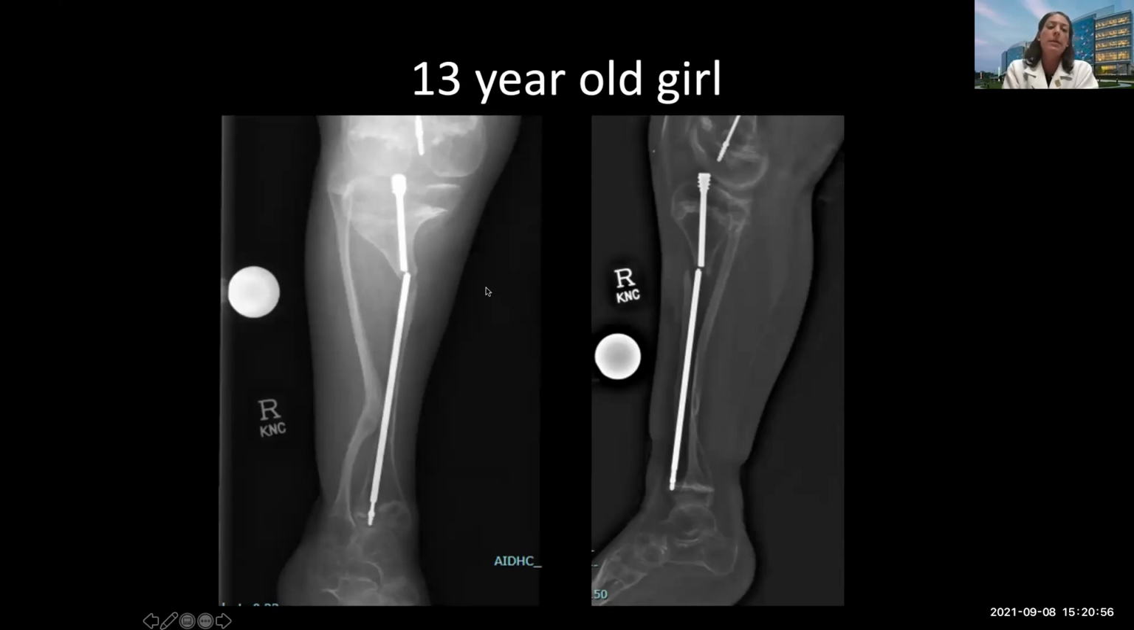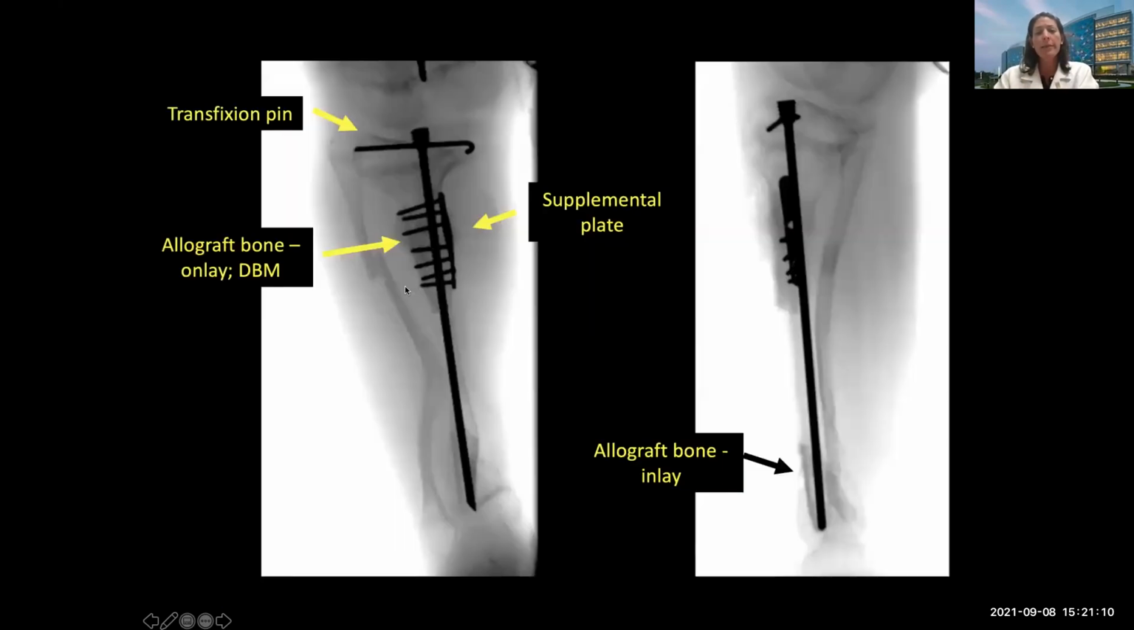This is a 13-year-old young girl who developed a non-union in the proximal tibia, and with that instability there over time fatigued and broke both components of the telescopic rod. These are some of the tools we use to address it.